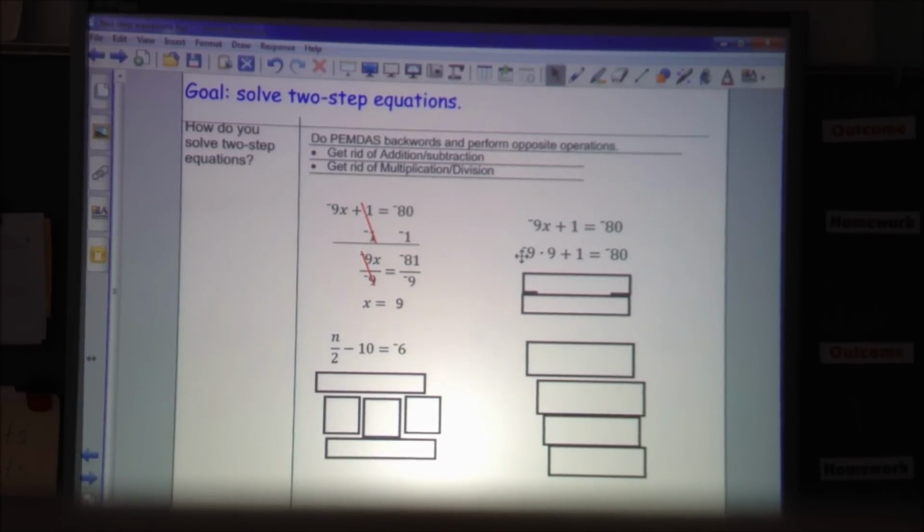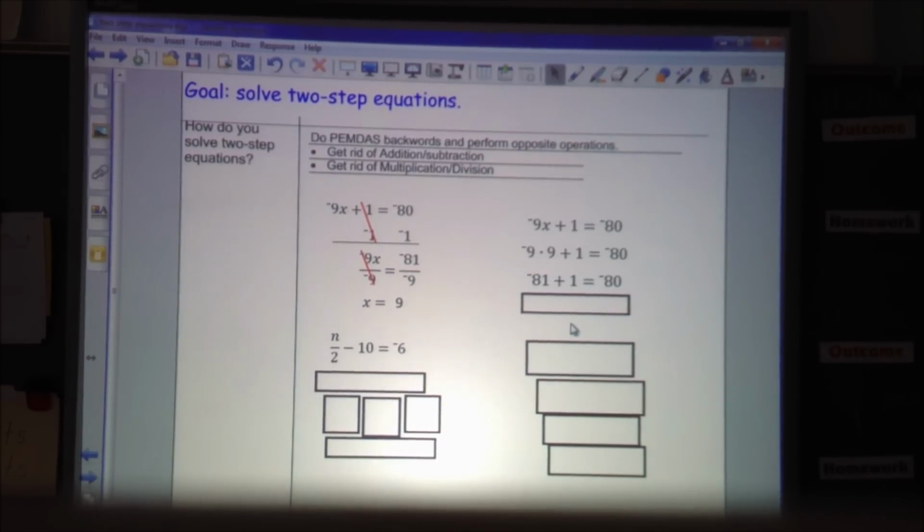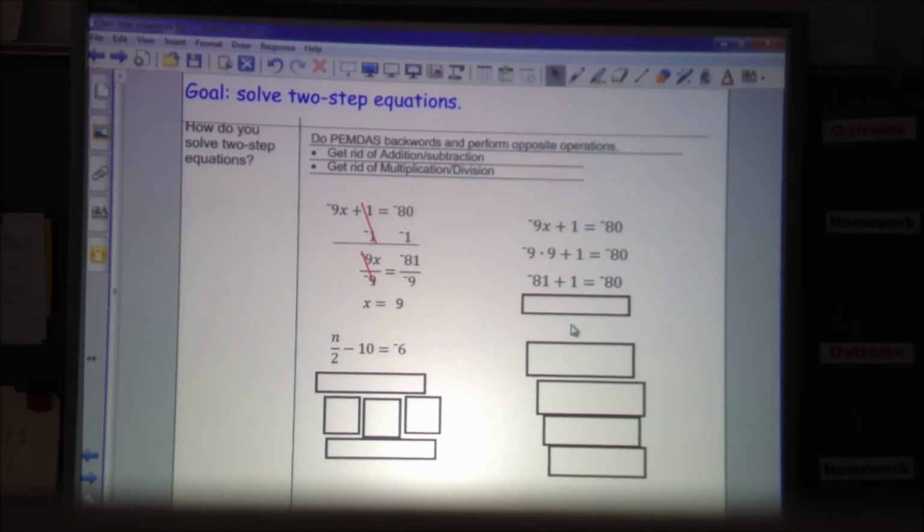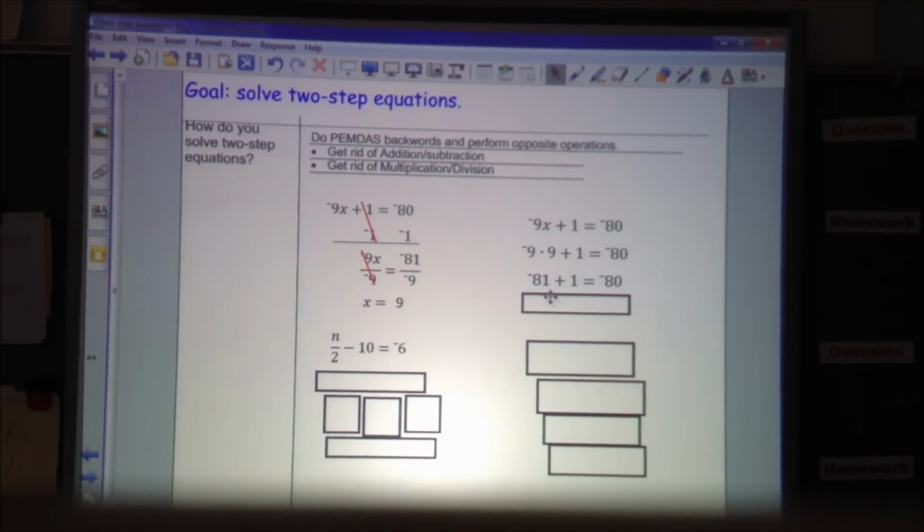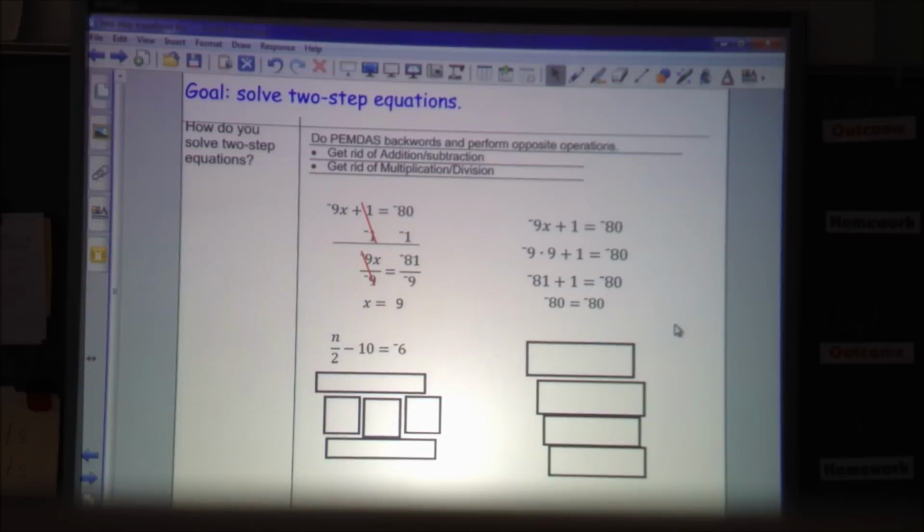PEMDAS, this time I'm doing PEMDAS forward, so I'm going to do negative 9 times 9, which is negative 81, plus 1. Since these two are different, I really want to subtract them. I have more negatives, and I have 80 more negatives. So negative 80 equals negative 80, and I can check off, then I'm right. And you don't have to ask me, am I right or am I wrong? Because you just checked it. And yes, I want you to check.